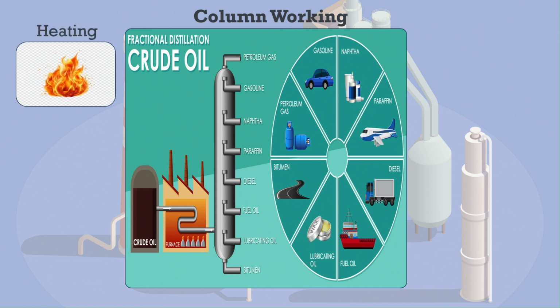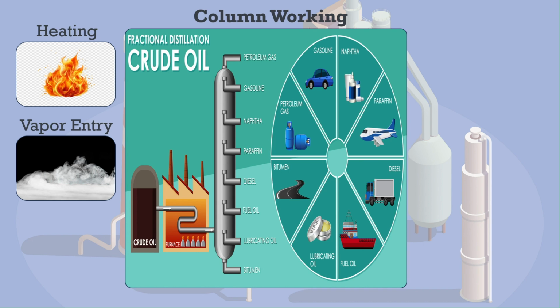Heating. Crude oil is heated, often with high-pressure steam, to about 600 degrees Celsius, 1112 degrees Fahrenheit, to vaporize it. Vapor entry. The vaporized crude oil enters the bottom of the tall vertical fractionating column, which can be 6 to 60 meters tall and 0.5 to 6 meters in diameter depending on the refinery.